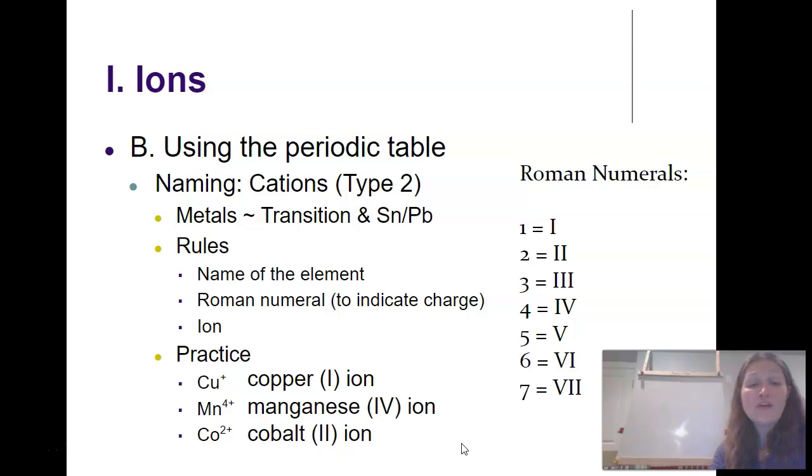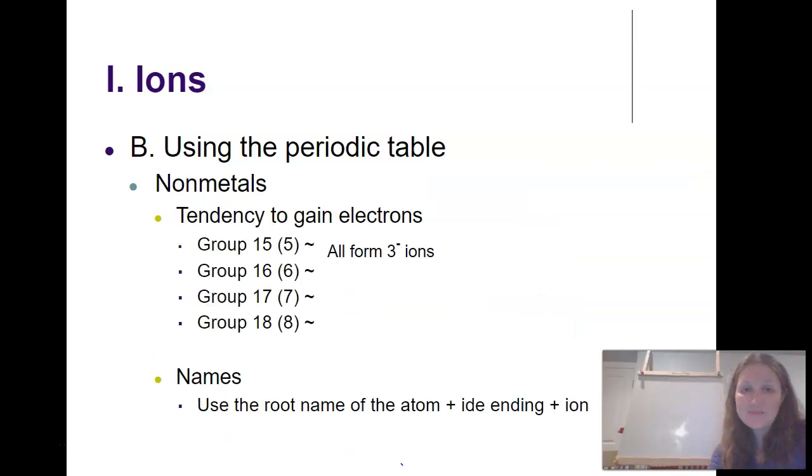Okay, so the only difference is we have to use those Roman numerals. We can't predict the charges based on where they are in the periodic table like we can for group 1, group 2, and then jumping over to 13 and 14. Now last but not least, I want us to tackle our non-metal ions. Group 15, 16, 17, and we are going to talk about group 18 really quick.